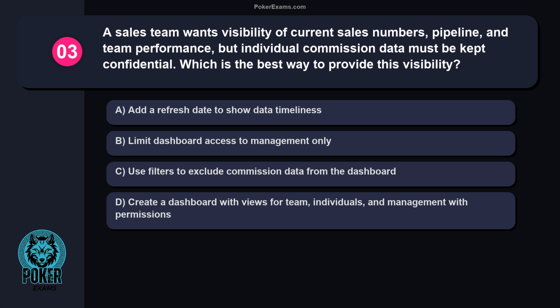Question 3. A sales team wants visibility of current sales numbers, pipeline, and team performance, but individual commission data must be kept confidential. Which is the best way to provide this visibility? Add a refresh date to show data timeliness. Limit dashboard access to management only. Use filters to exclude commission data from the dashboard. Create a dashboard with views for team, individuals, and management with permissions.